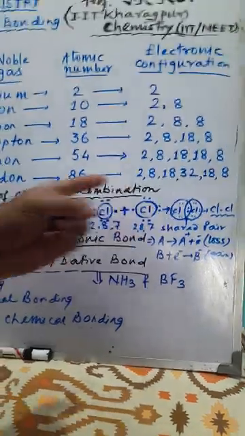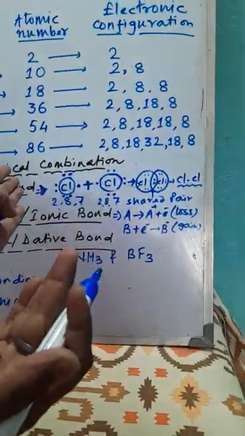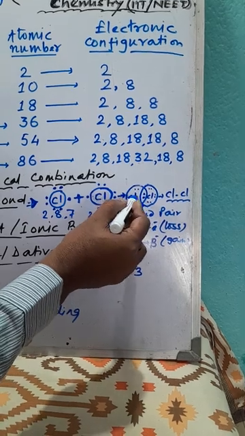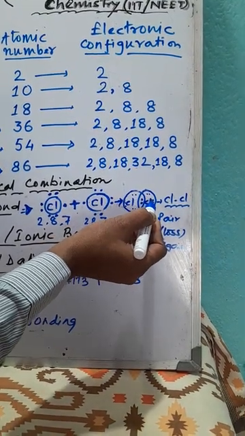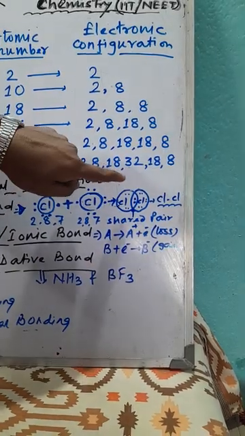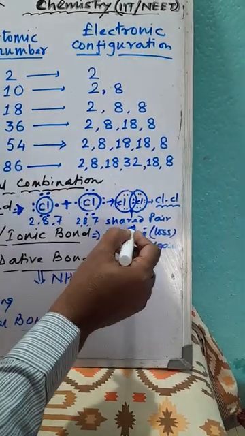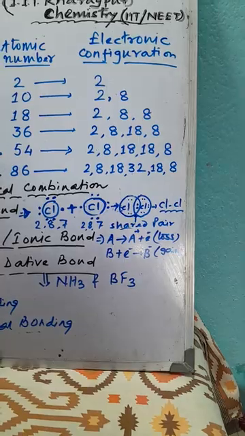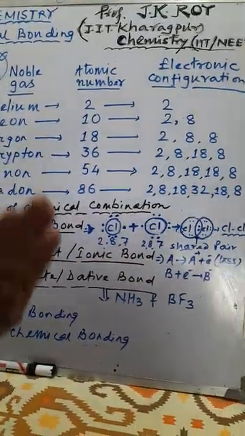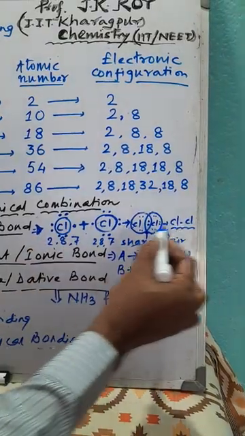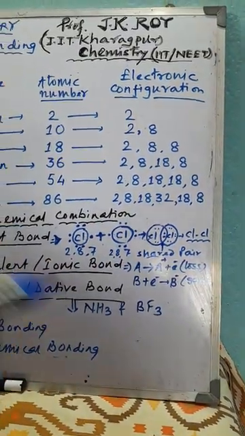So, during formation of covalent bond, what will happen? Mutual sharing. This chlorine will offer 1 electron, this chlorine 1. So, this is a shared pair. This one is a shared pair. So, during covalent bond formation, there is mutual sharing of electron between two atoms. Okay?